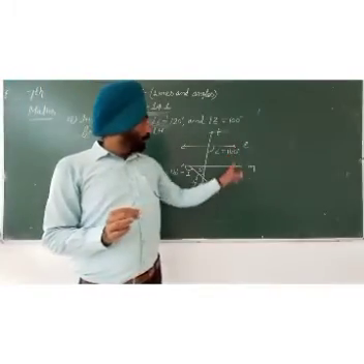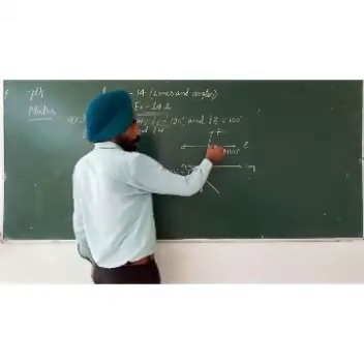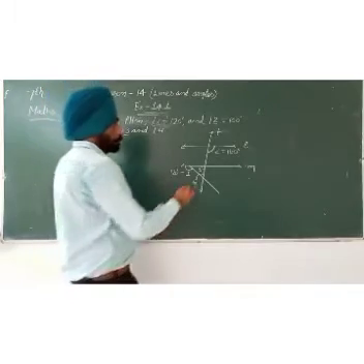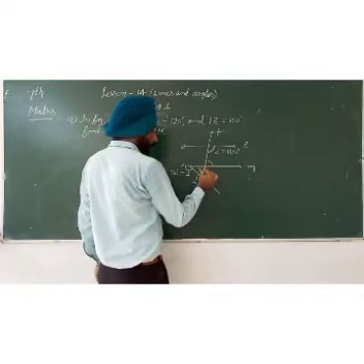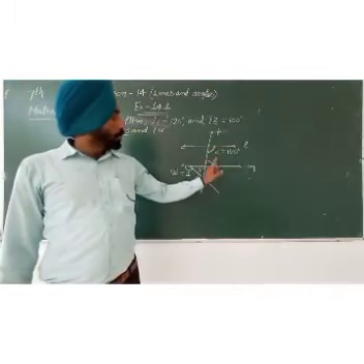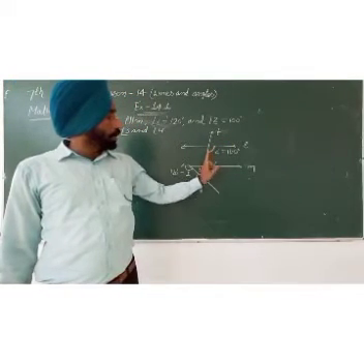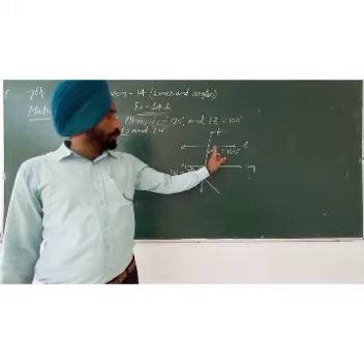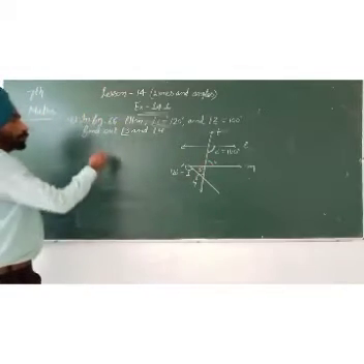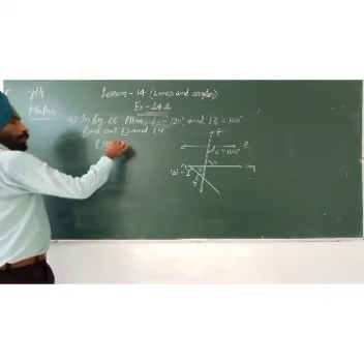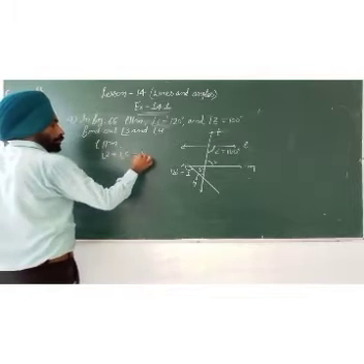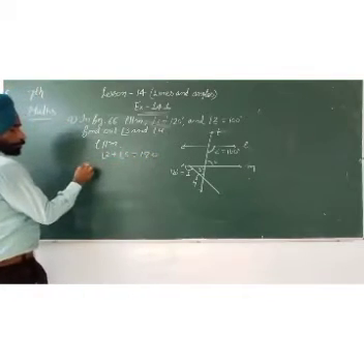Now, L is parallel to M. Look, angle 2 and suppose this is angle 5. L is parallel to M, so the sum of interior angles on the same side of the transversal will be equal to 180. So angle 2 plus angle 5 is equal to 180.